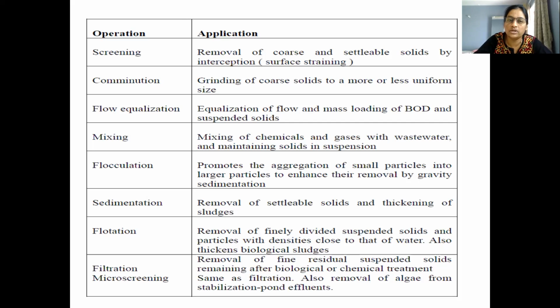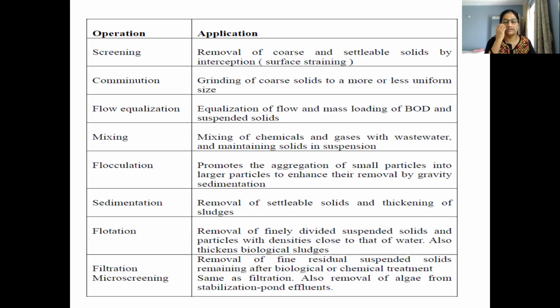So screening is simply for the removal of larger size particles, that is coarse and settleable solids, by interception or surface straining. Then comminution. Comminution is usually grinding of coarse solids to a more or less uniform size. So usually the comminutor is a unit operation provided as a substitute for screening, or sometimes it will be arranged in parallel to the screening. It will not be in series. Screening and comminutor will not be in series. Either the comminutor will be a substitute for the screening or it will be provided in a parallel way.